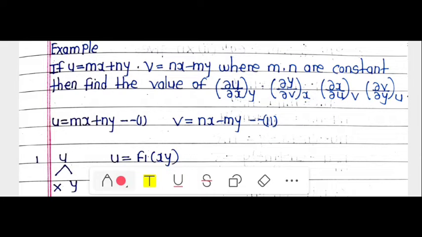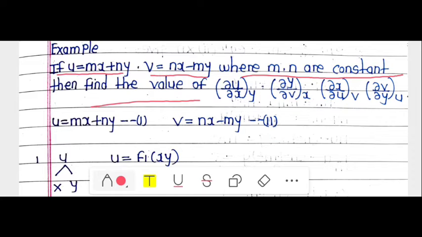In today's lecture, we see some examples on partial differentiation. So, see the first one. If u is equal to mx plus ny and v is equal to nx minus my, where m and n are constants, then find the value of ∂x/∂u suffix y, next ∂y/∂v suffix x, ∂x/∂y suffix v, and ∂v/∂y suffix u.